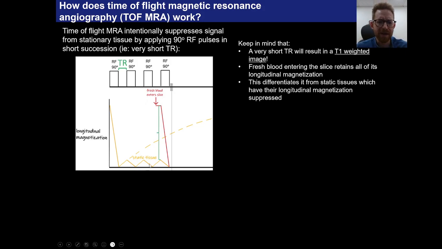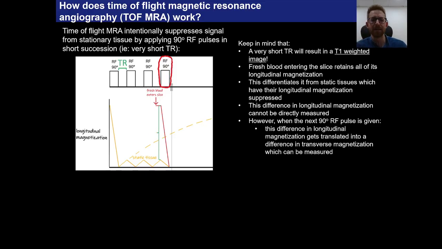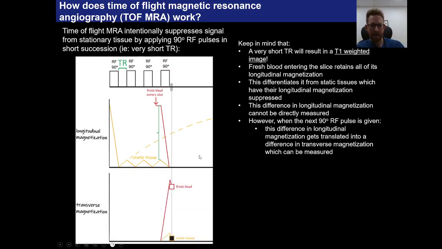So this is the difference that we're hoping to visualize. But remember, we can't directly visualize differences in longitudinal magnetization. What we have to do is take those differences and flip them into the transverse plane. So that's what this next 90-degree radio frequency pulse is going to do. It's just going to take this difference in longitudinal magnetization and translate it into the transverse plane so we can see it.